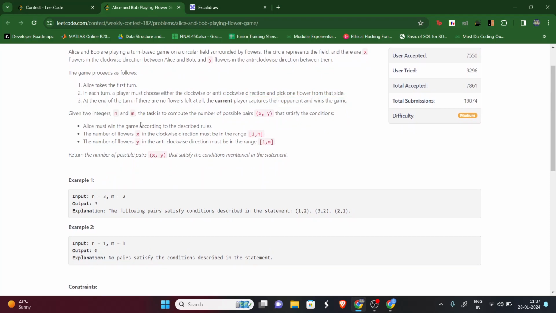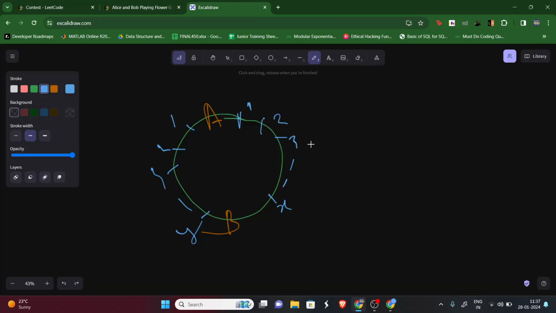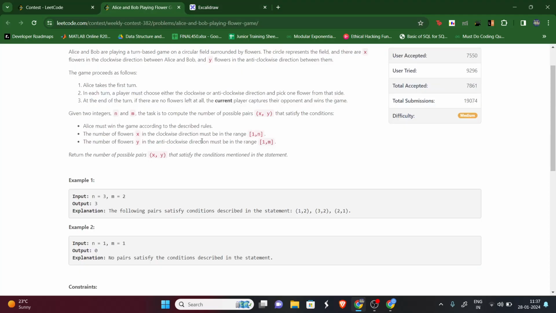given two integers n and m, we have to find the number of possible pairs of x and y. What are x and y? We already discussed that they are the number of flowers in the clockwise direction and anti-clockwise direction. Okay, so we have to determine such pairs that Alice always wins the game. The number of flowers x should be in the range 1 to n, and similarly y should be in the range 1 to m.